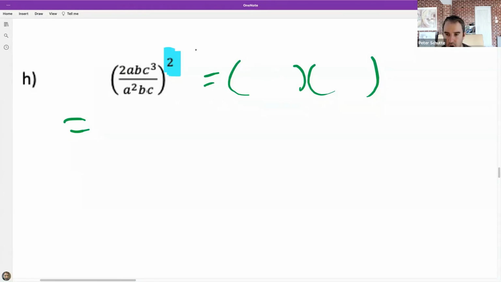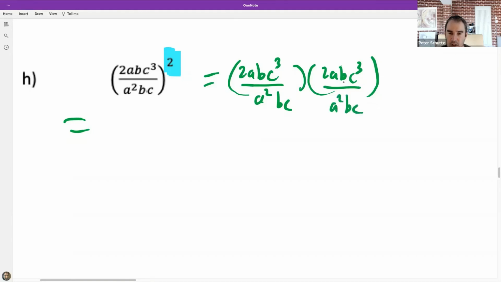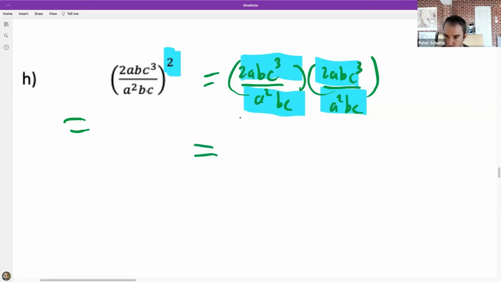Okay, so all I'm going to do is write this out twice, because there is a power of 2 in the A squared BC. Let's make sure I don't make a silly mistake here. All I've done is write out whatever was in the bracket once and a second time. Now I feel like I'm in a better position to sort this out.